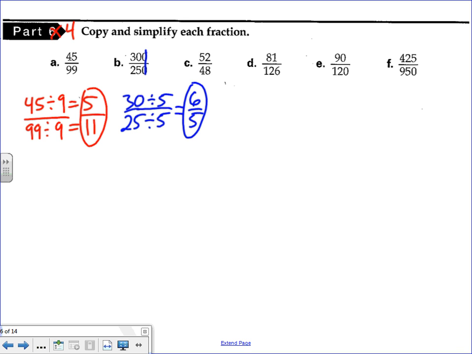So go ahead and work on C, D, E, and F. Again, when you're done with reviewing part 4 here, you can get it checked and move on to another part of the review. So go ahead.